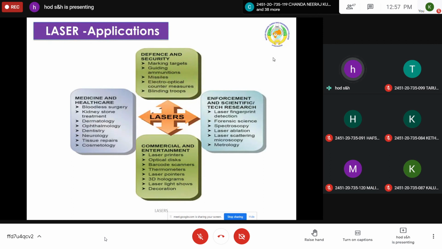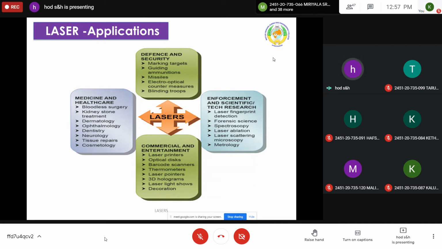And coming to applications, the applications are very wide for laser. Some I have displayed here in the defense and security: marking targets, guiding in the missile technology, electro-optical countermeasures, blinding troops. So there are many applications as far as defense and security are concerned.